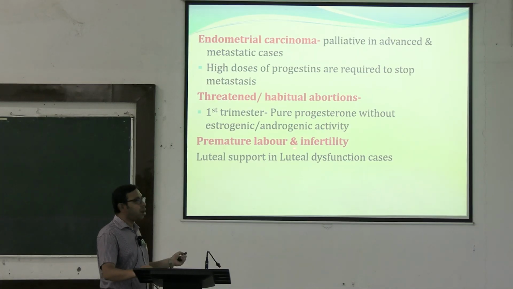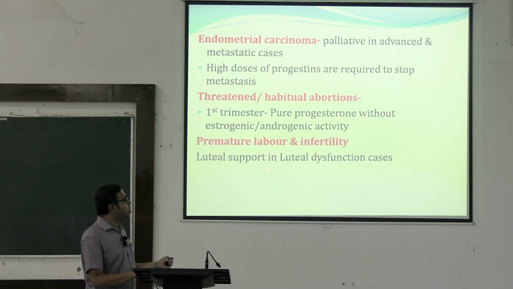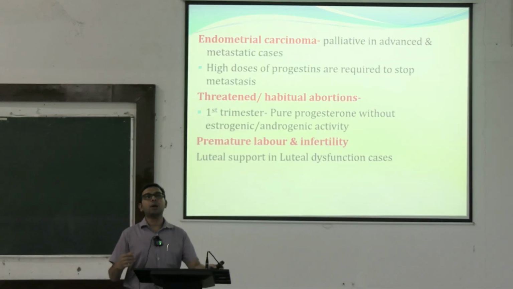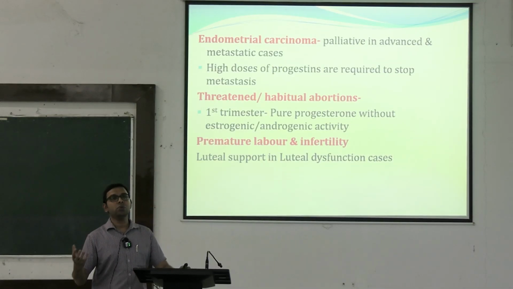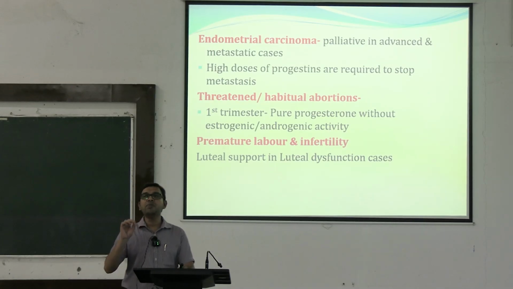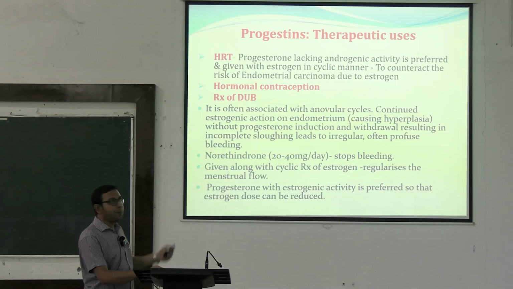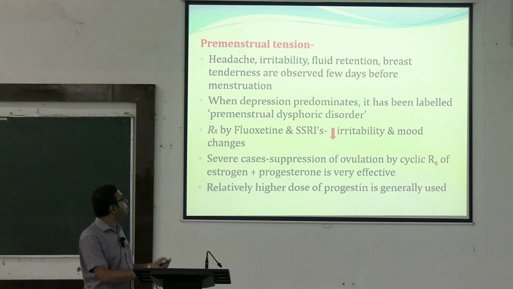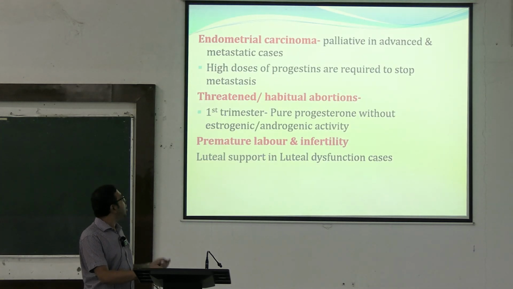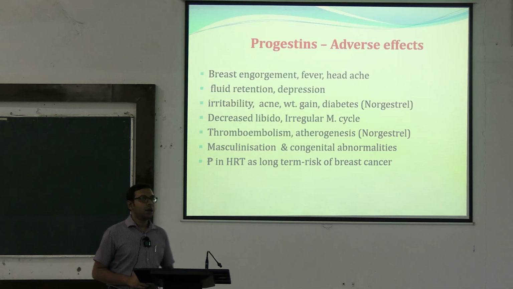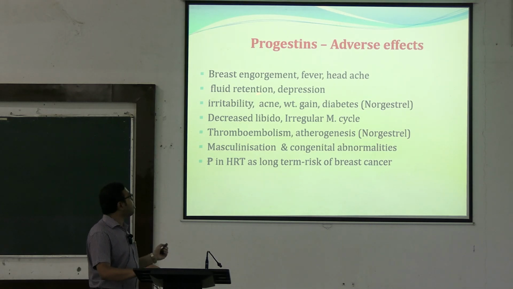It can be used in premature labor and infertility, as luteal support. There may be some infertility due to some luteal dysfunction. Here we can also use this progesterone. So these are the different indications of the progesterone. You can see hormone replacement therapy, as a part of the hormonal contraceptive, in dysfunctional uterine bleeding, in endometriosis, in premenstrual tension, in endometrial carcinoma as a palliative therapy, threatened or habitual abortion, premature labor and infertility.